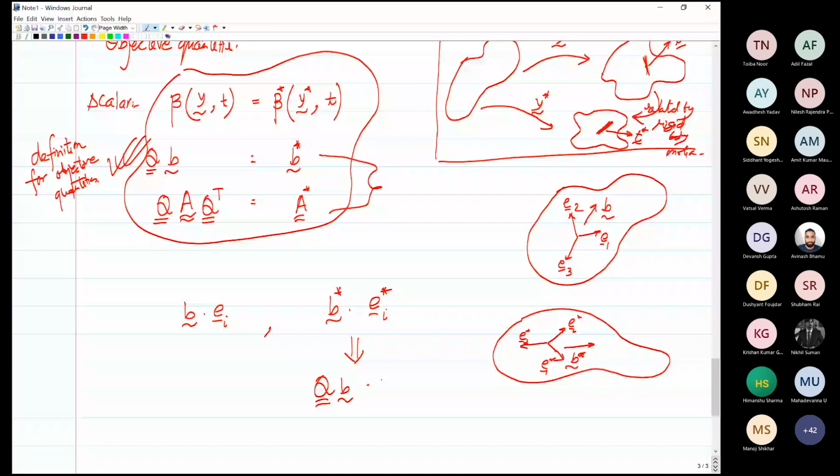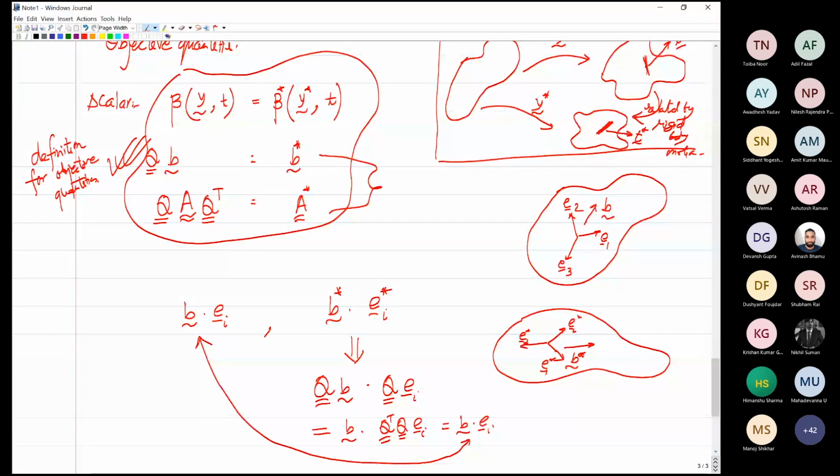So you see that for objective quantities, the components of the vector measured in the body fixed frame are the same. The components are invariant, right? If you define your objective vectors in this way, then the components of the vector in the body fixed frame become invariant. And that is why we have defined vectors as objective in that particular way.